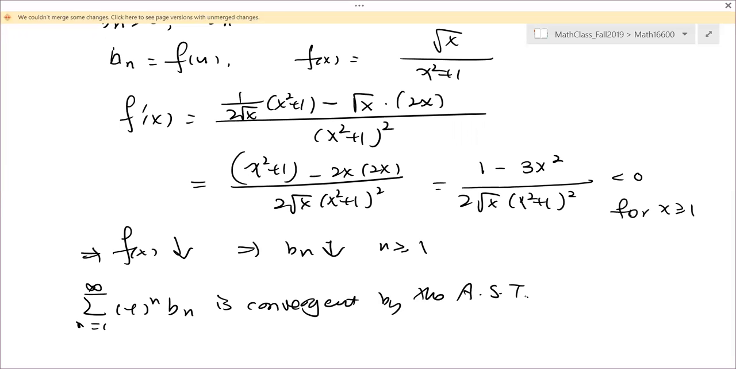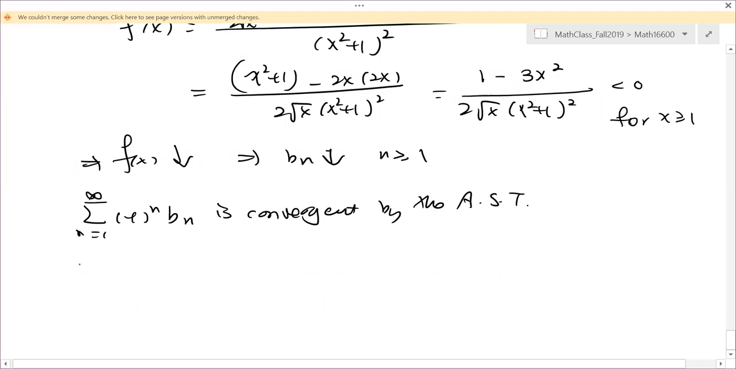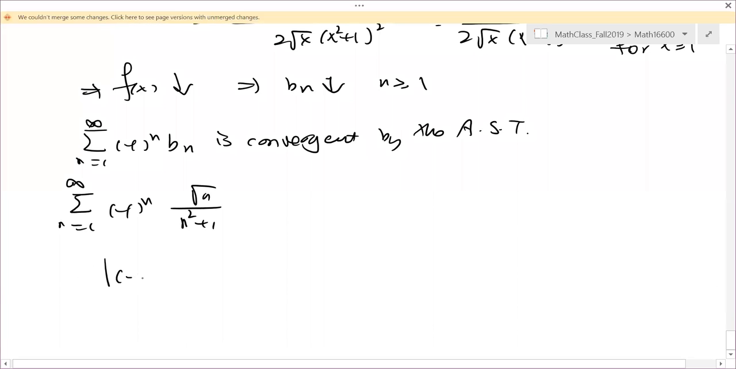But actually, you can prove this in an easier way. Not only convergent, absolutely convergent. Right, let's go back to the problem, right?